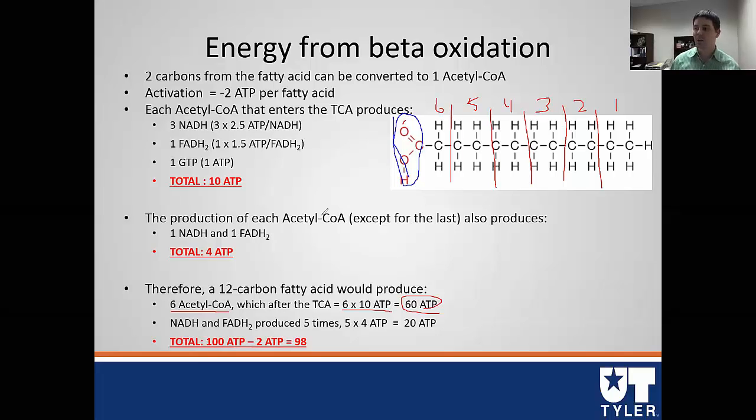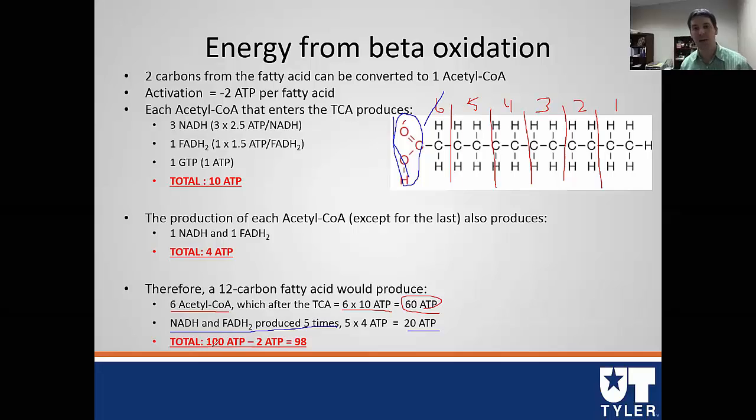So here, when we calculate the conversion into acetyl-CoA, we only can do it 5 times. So 1, 2, 3, 4, 5. This last one with the carbons bound to the oxygen, we're unable to use that. So here we'll produce 1 NADH and 1 FADH, gives us a total of 2.5 plus 1.5, gives us 4 ATP. Therefore, the conversion step 5 times 4 gives us 20 ATP.